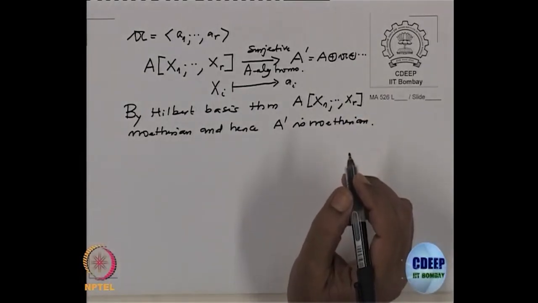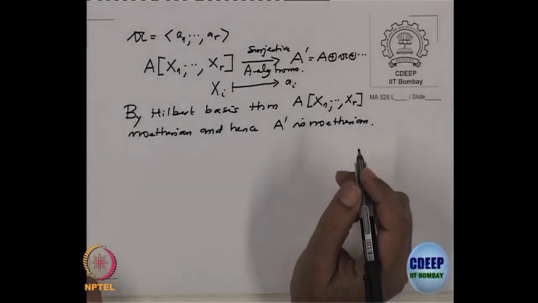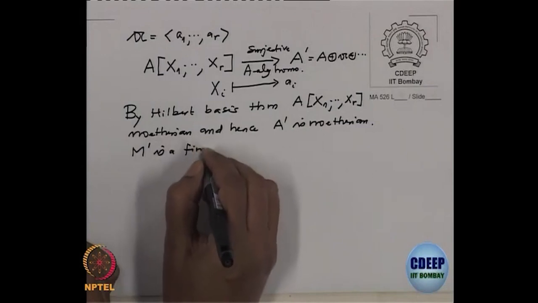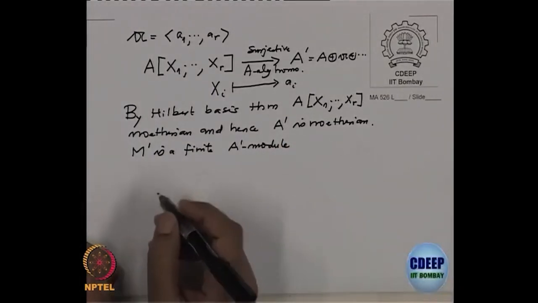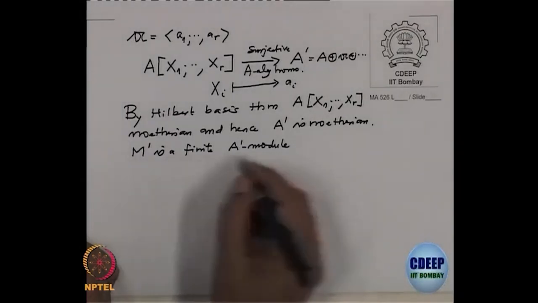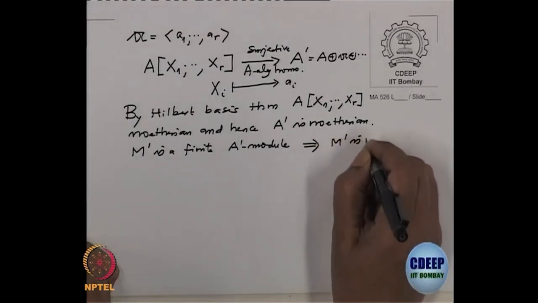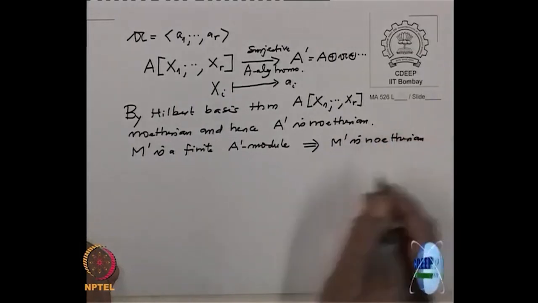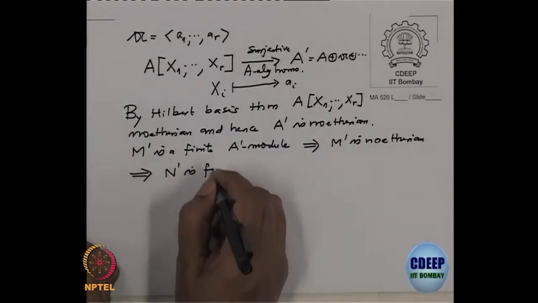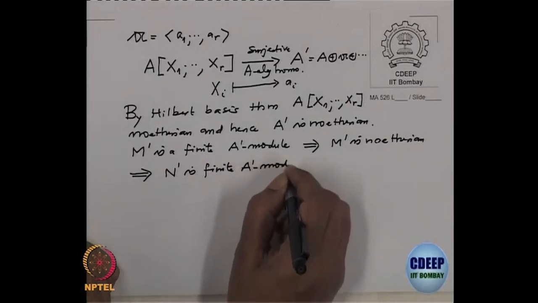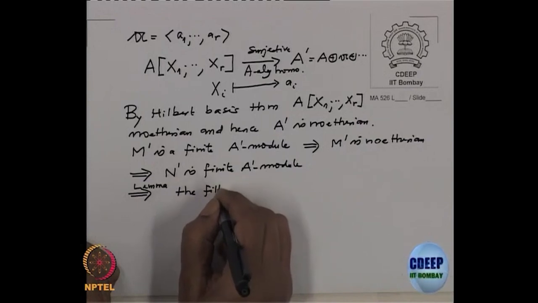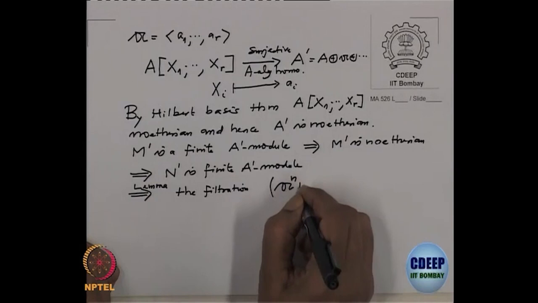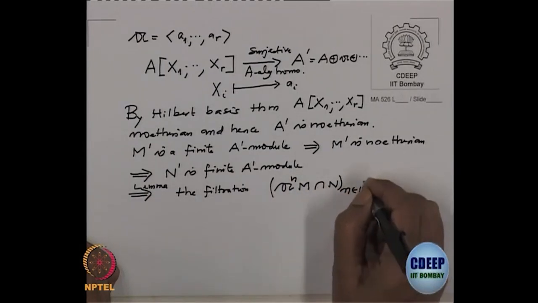So A' is a Noetherian ring and M' is a finite module over A'. Therefore, M' is finitely generated. So M' is a finite A' module, and this N' is a submodule of that. It is a finite module over a Noetherian ring, so M' is Noetherian. Therefore, N' is a finite A' module. And that means by the lemma, the filtration A^n M induces a filtration on N which is adic.